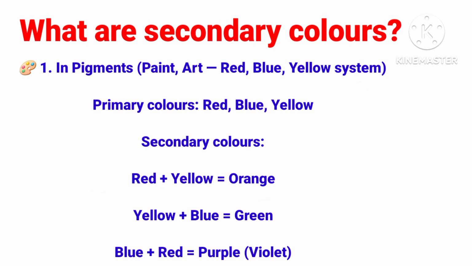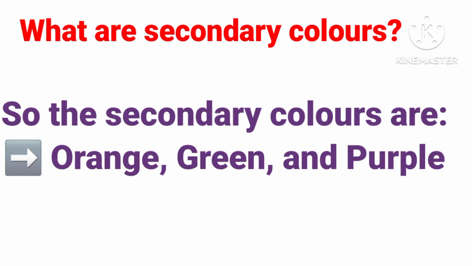One, in pigments, paint, art, red, blue, yellow system. Primary colors: red, blue, yellow. Secondary colors: red plus yellow, orange; yellow plus blue, green; blue plus red, purple, violet. So the secondary colors are orange, green, and purple.